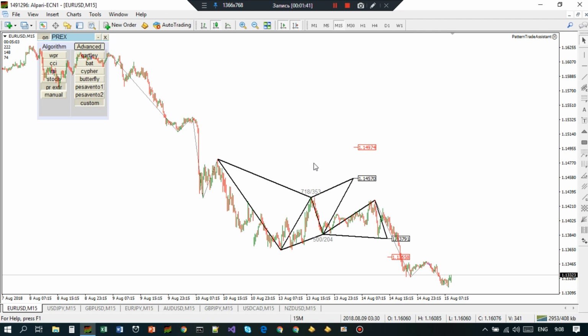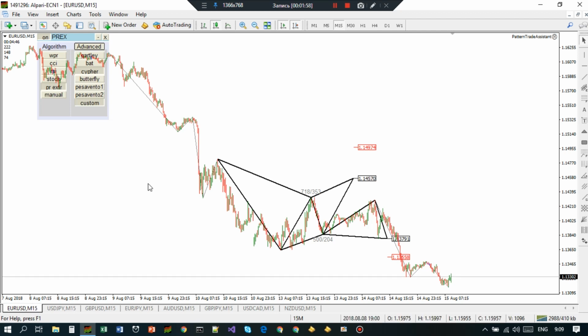So the unified Gartley that is black is a custom pattern. It is the pattern that I created myself, and I didn't add it to classic patterns. I simply run it under the custom tab. Okay, so let us start.